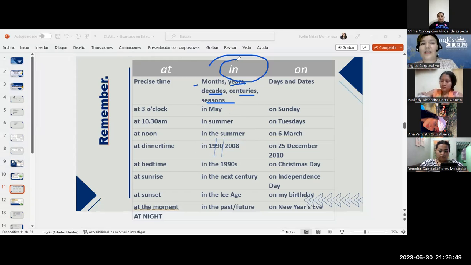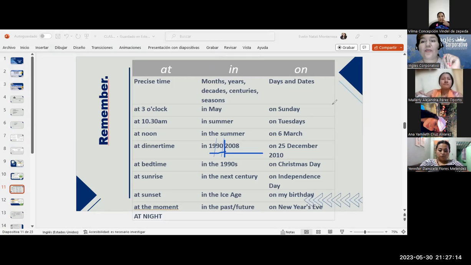Cuando leemos las fechas, por ejemplo, si es antes del 2000, las dividimos. 1990, 1984, 1970, right? You divide it. Después del 2000, para allá, decimos 2001, 2002, 2003, 4, 5, 6, 7, 8.